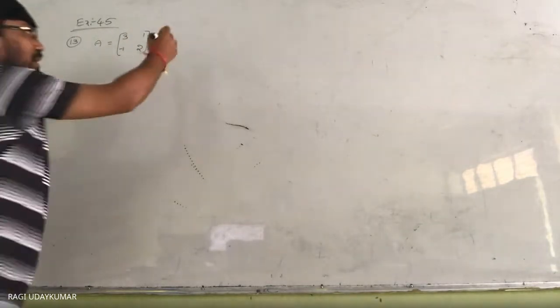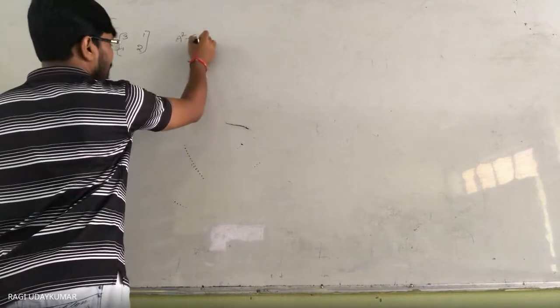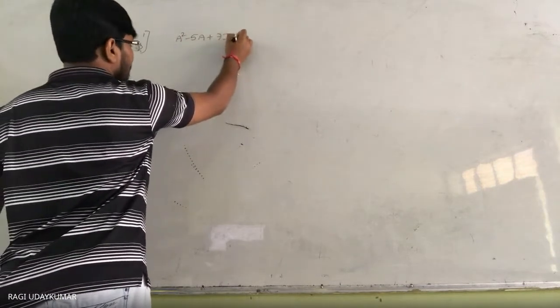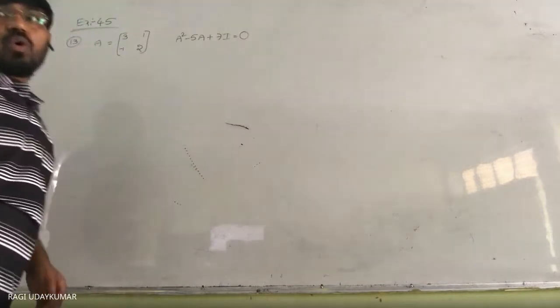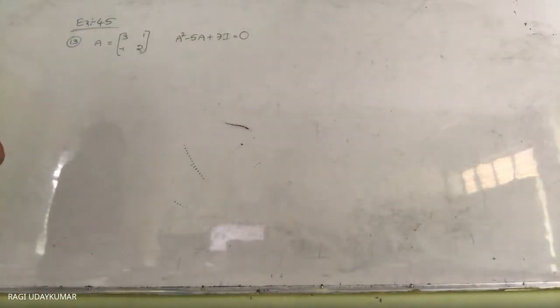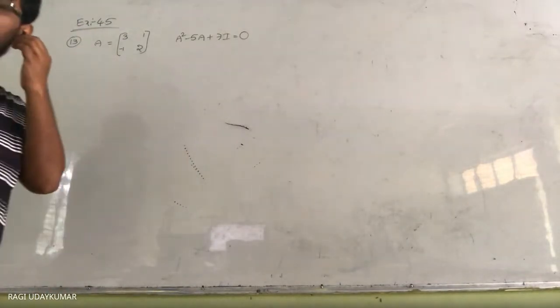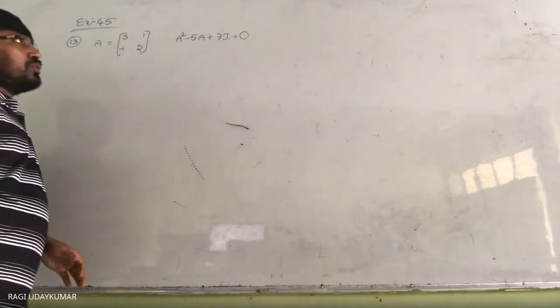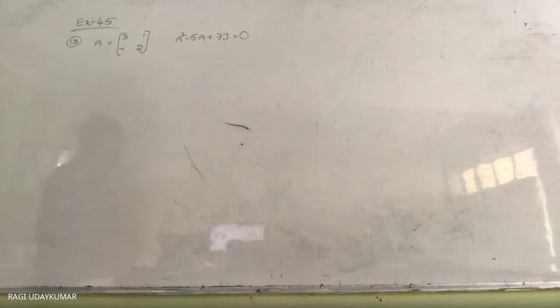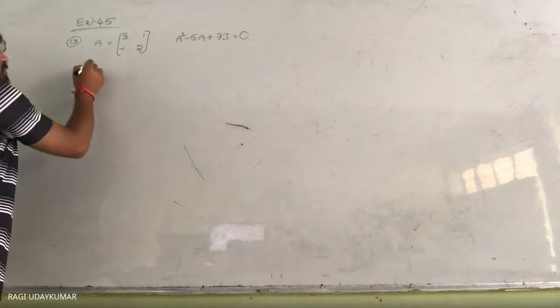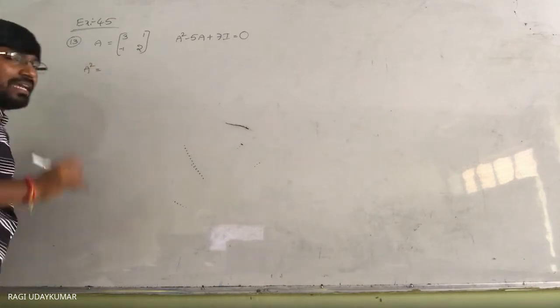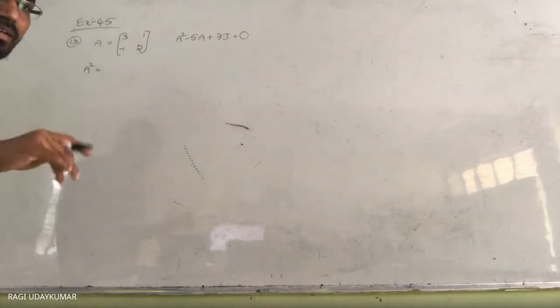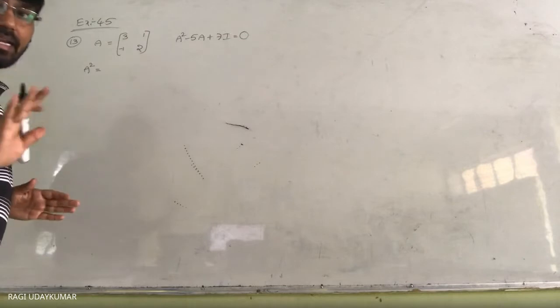And it is asking you to prove, show that A square minus 5A plus 7I is equal to O. Hence find A inverse. This you have to prove. After proving it, then you have to find A inverse with the help of that. So how do we find out A inverse? We'll see here. First, find A square. Square of any matrix is nothing but, every element should not be squared.